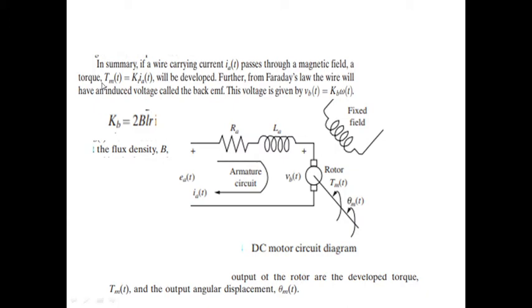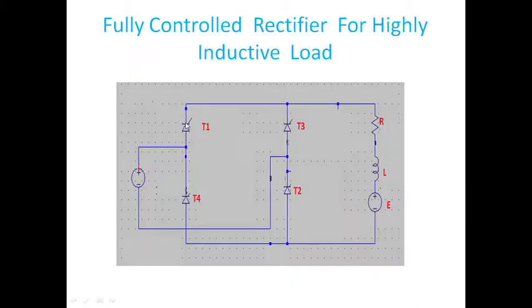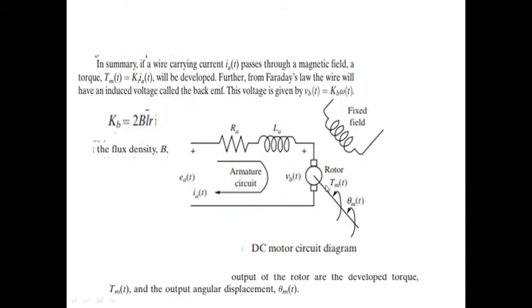The torque which is generated from the motor is given by this formula. There is a current flowing, and the motor rotates; we can measure this using angular displacement. Then one more outcome of the motor is back EMF. This is also proportional to the speed of the motor, omega of t, where omega of t is the angular speed. This K_b depends purely on B, the flux density, and L and R.